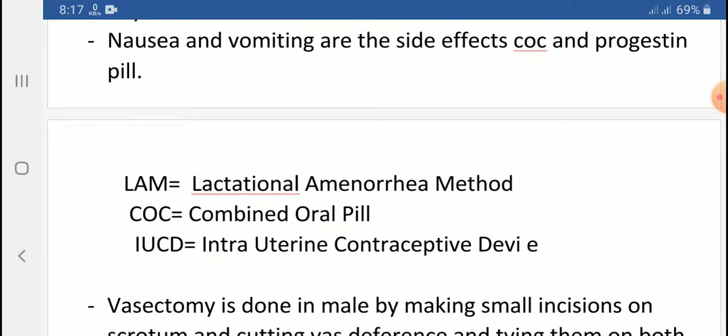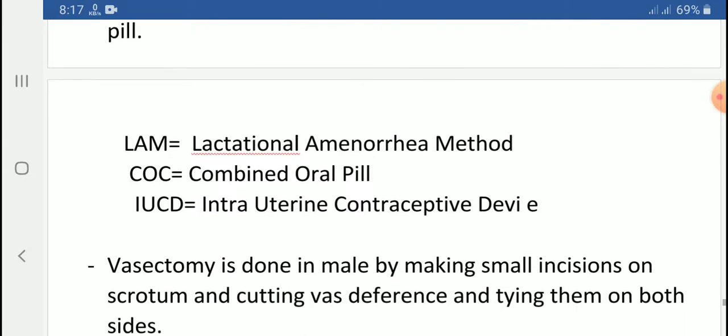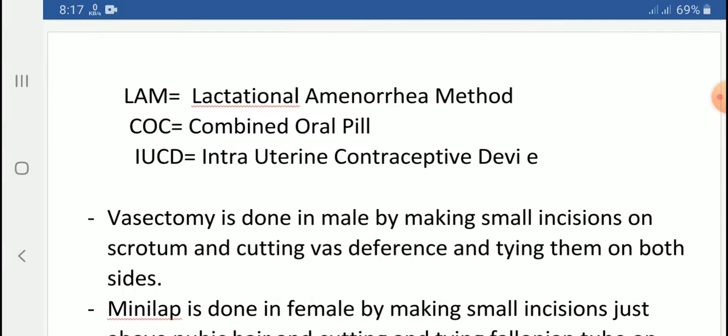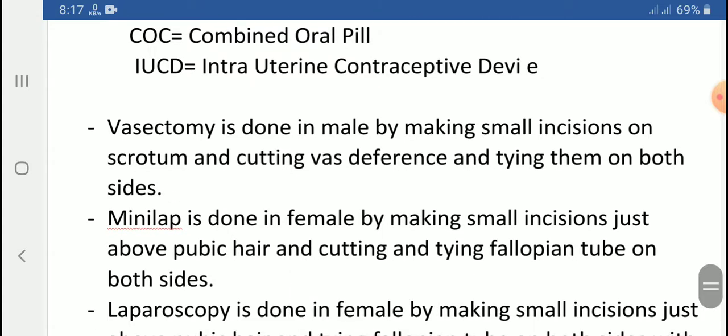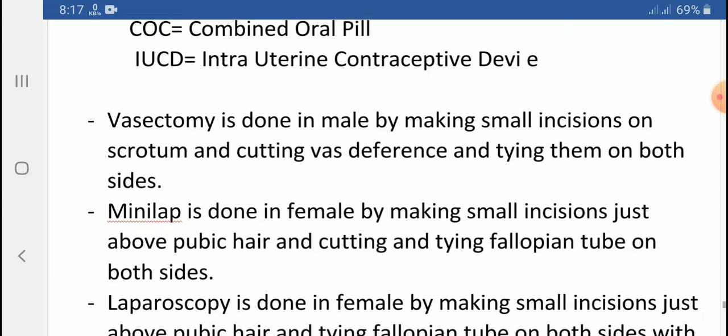COC means combined oral contraception. LAM, the full form, is lactational amenorrhea method. COC, combined oral pill. And IUCD, intrauterine contraceptive device. Sometimes IUCD is also written as IUD, intrauterine device. It's the same thing. Vasectomy is the permanent method of contraception for males, and it is done by making a small incision on the scrotum and cutting the vas deferens and tying them on both sides.